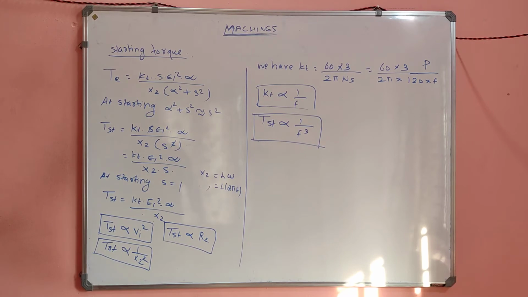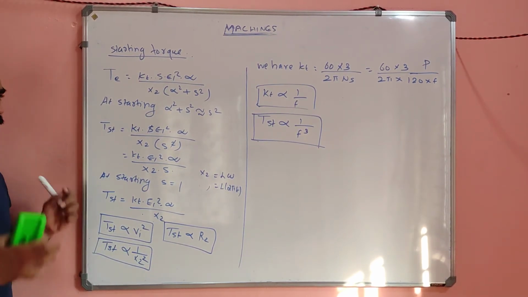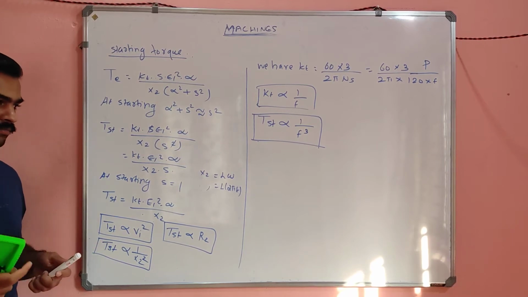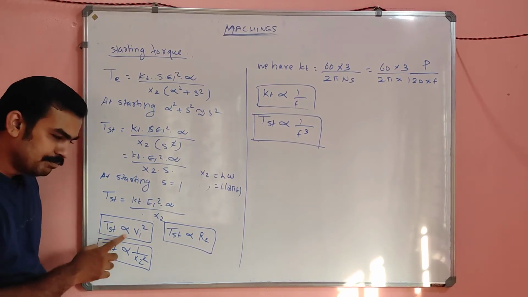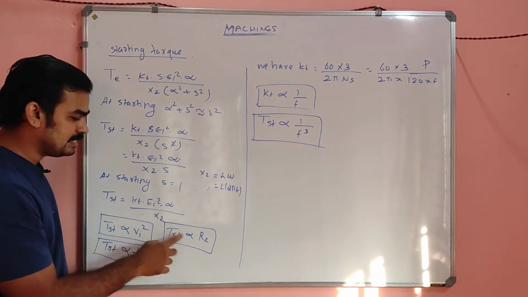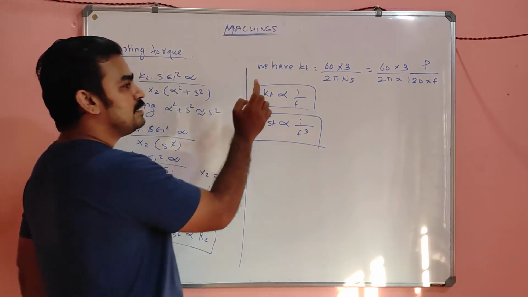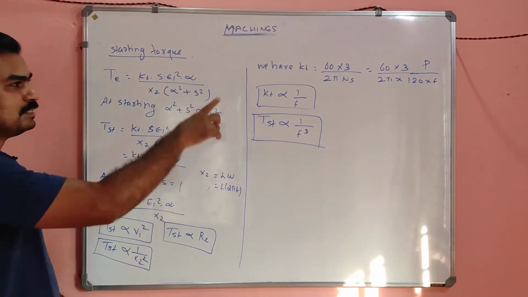Carefully observe. Clear? So that is the condition for the parameter which is connected at the starting time. So the starting torque is directly proportional to V square, directly proportional to 1 by X2 square, directly proportional to R2, and directly proportional to f cube, frequency cube. These things you have to remember.